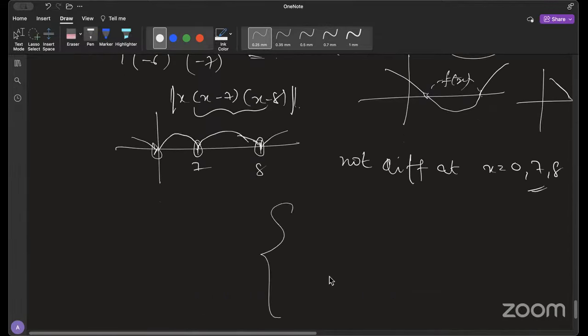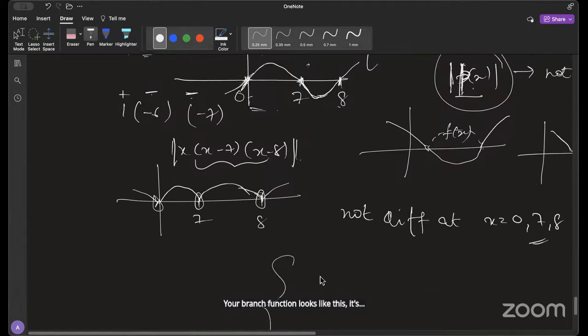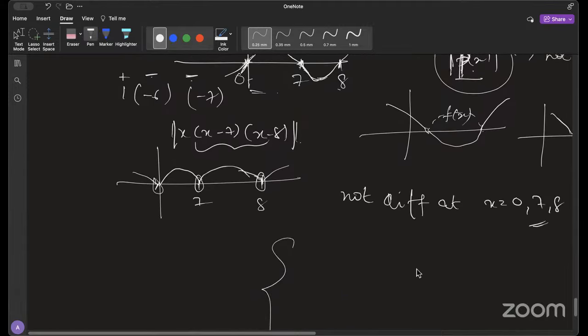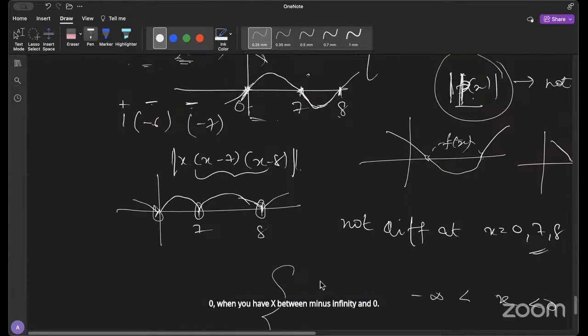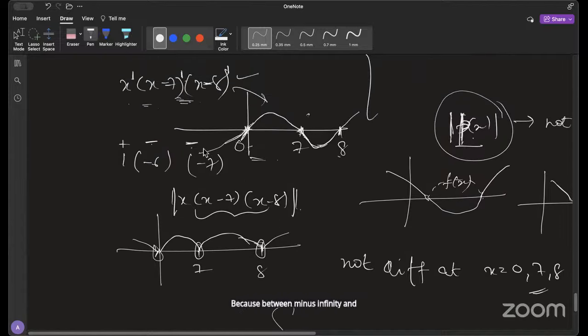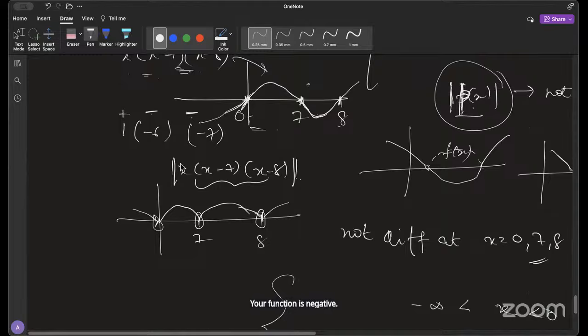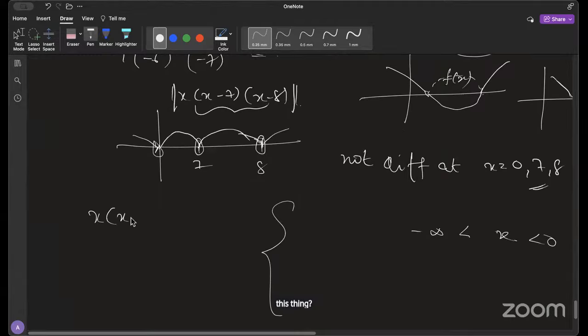And your branch function looks like this. So from minus infinity to 0, when you have x between minus infinity and 0, because between minus infinity and 0 here, your function is negative. This thing, x, x minus 7, x minus 8, is negative from minus infinity to 0. So if you put a mod here, it will change sign, right? Yes, ma'am.